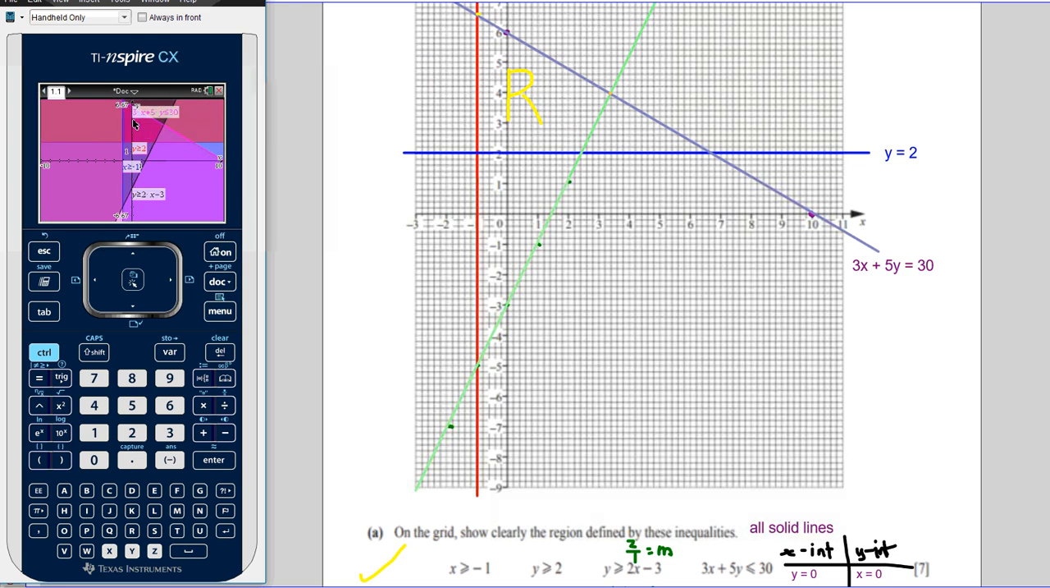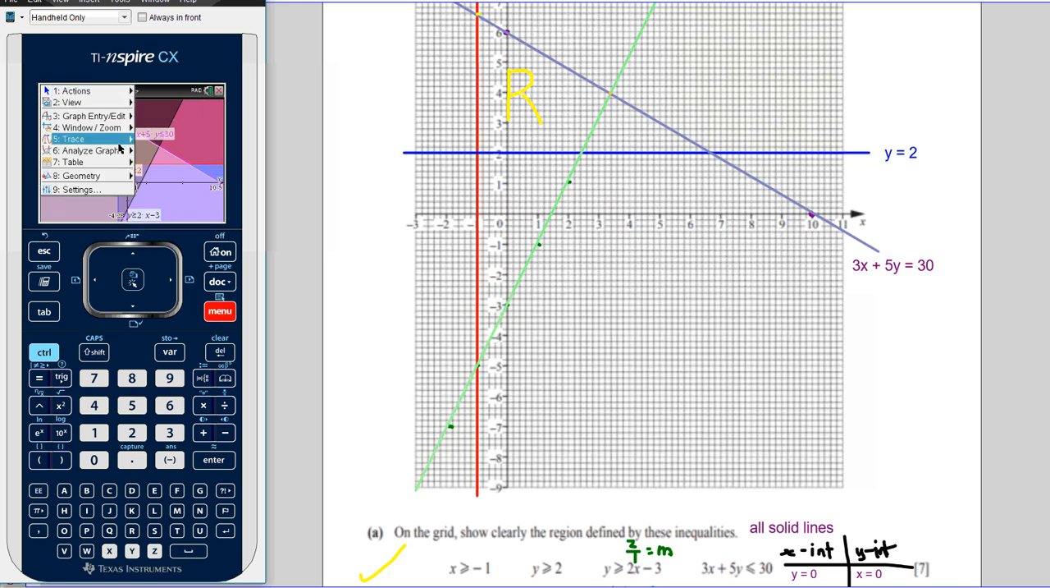You could also do all sorts of graph tracing as well. So notice I can move it up here. You might want to check the coordinates of this. You can go menu, analyze graph. You can trace, do all sorts of things if you need to inspect some vertices or anything like that. Okay, so that's how you generally check your graph if it was a calculator problem.